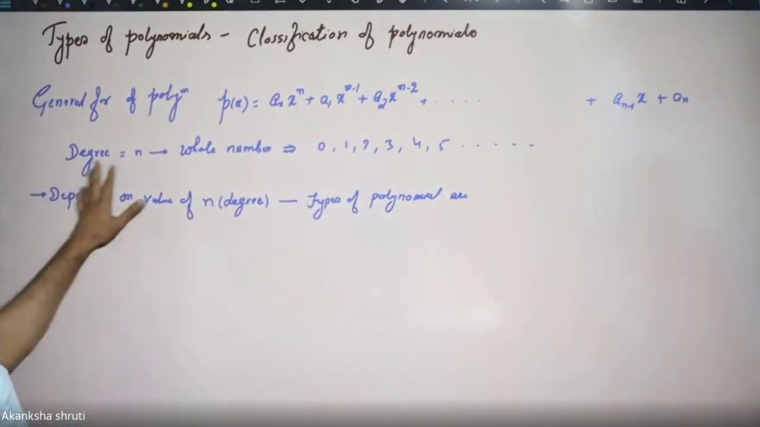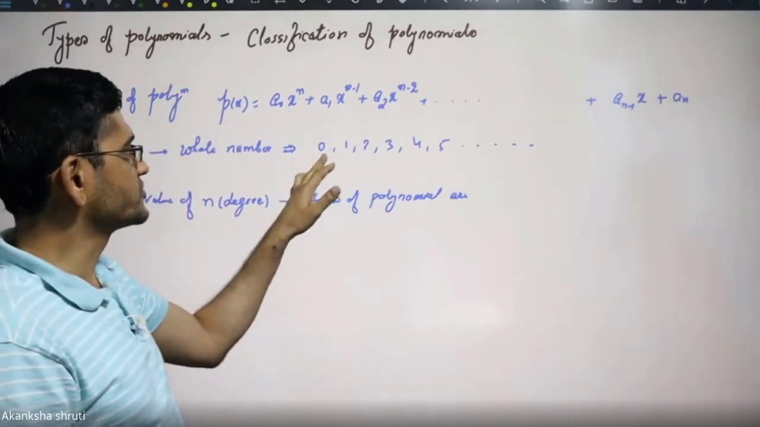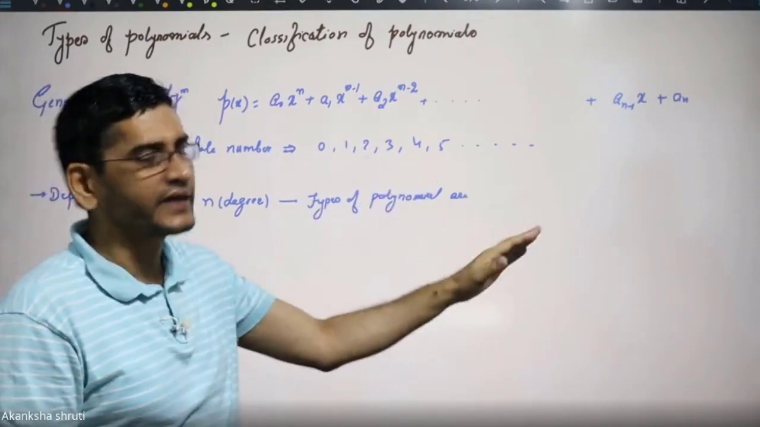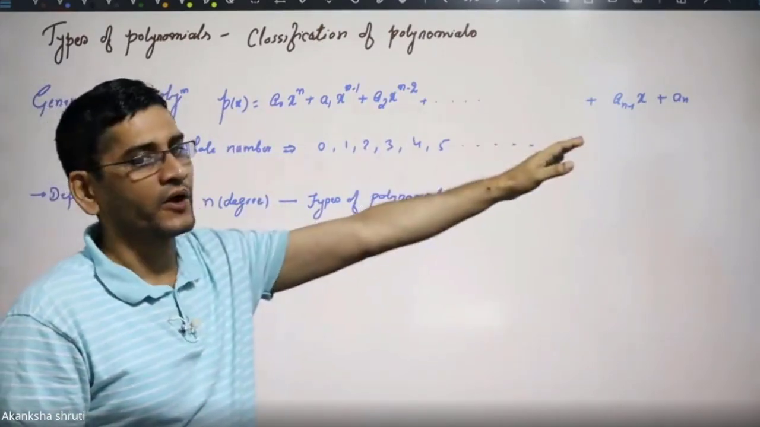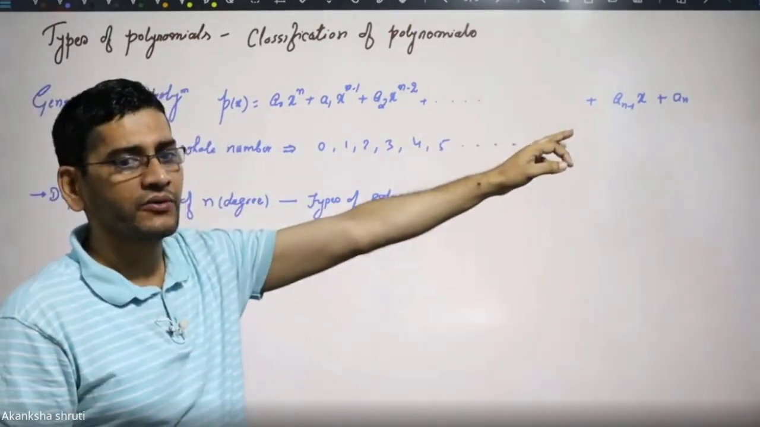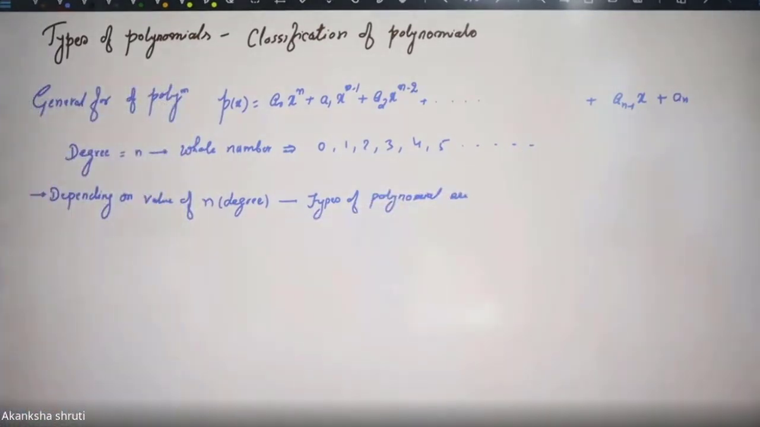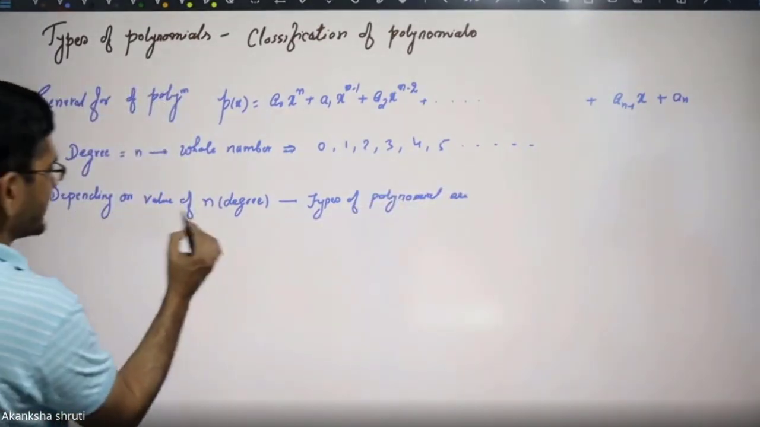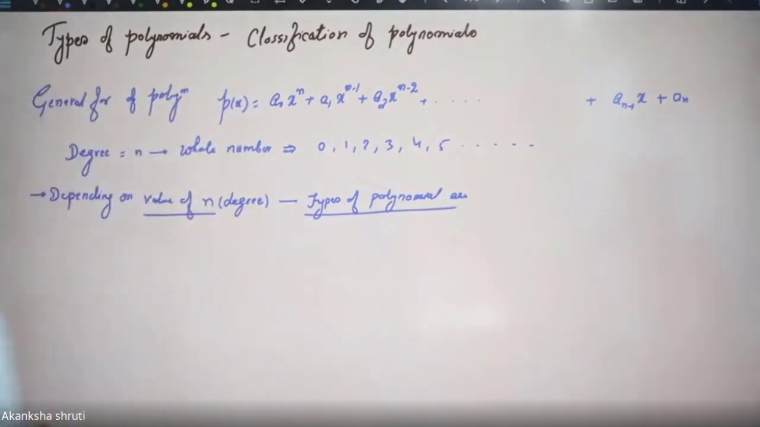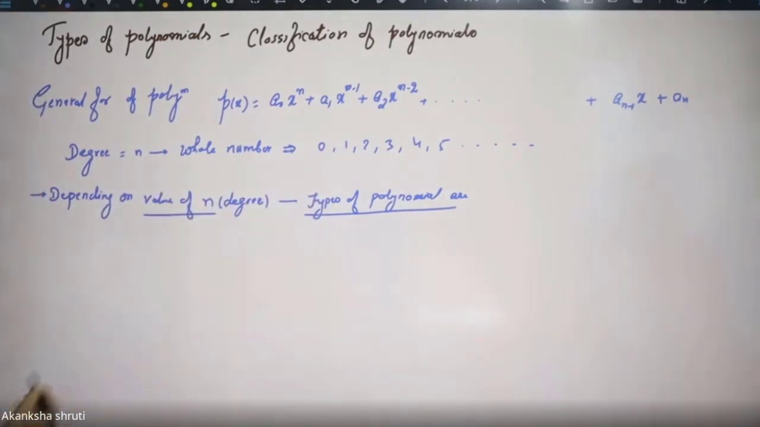Now depending on the value of n, means if you are choosing this n is equals to 0 or 1 or 2 or 3, different names are given for different kind of polynomials. Means this general form takes the different category or different types that we have to learn. Student, therefore depending on the value of n, different types of polynomials are there. What could be the value of n? n can be the 0 also.